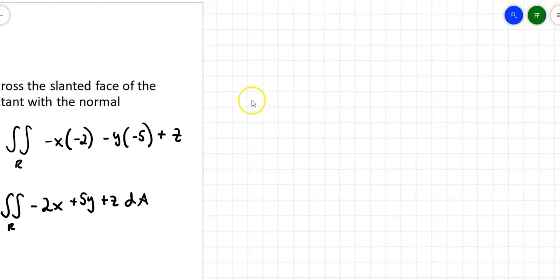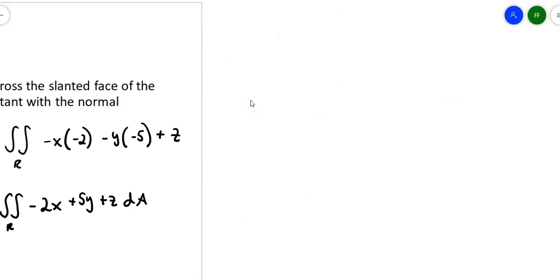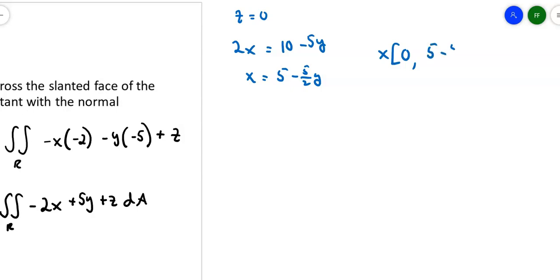One is to iterate my integral. What does this region look like if z is equal to 0? So if z is equal to 0, then I end up with 2x equals 10 minus 5y, or x equals 5 minus 5 halves y. So the x values are going from 0 to 5 minus 5 halves y.